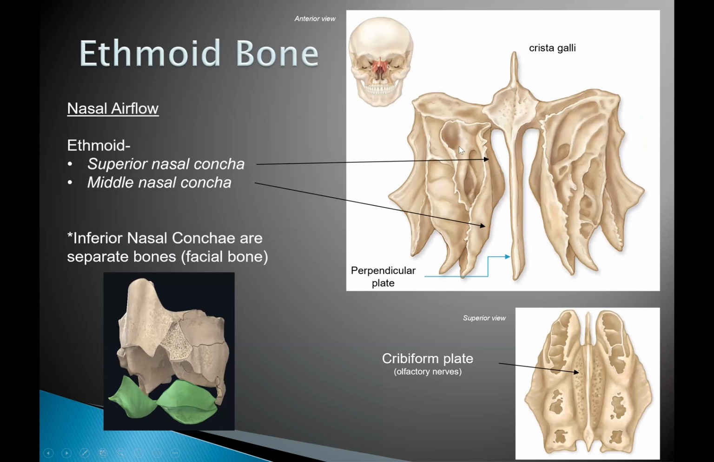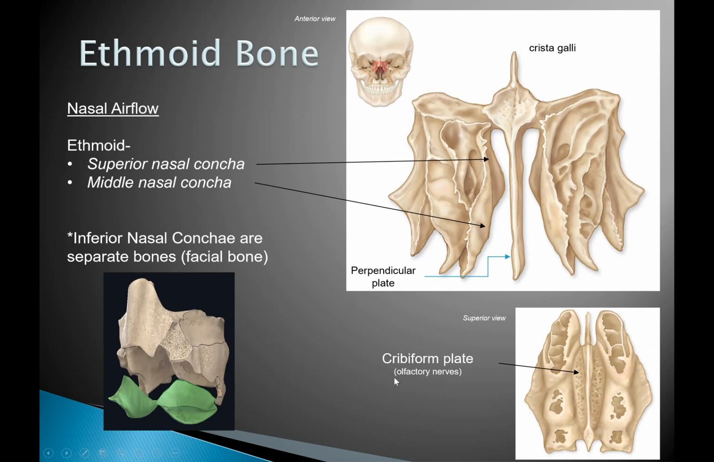So this body of the bat right here is known as the perpendicular plate. Okay, that's the perpendicular plate. The middle part of the body is known as the cribriform. Here's your cribriform, and it's got a bunch of holes in there. Bunch of holes for olfactory nerves.